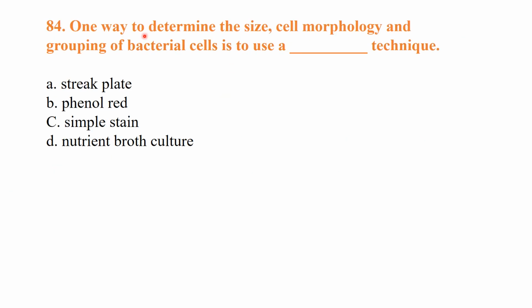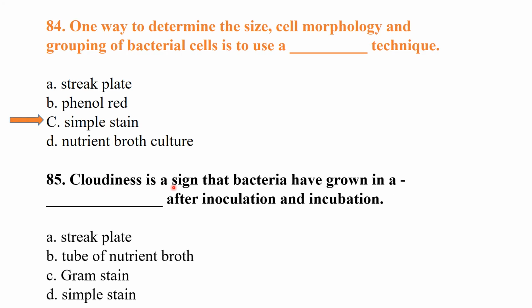One of the ways to determine the size, cell morphology and grouping of bacterial cells is to use a dash technique. So it is mainly the simple stain technique. Cloudiness is a sign that bacteria have grown in the tube of nutrient broth after inoculation and incubation.